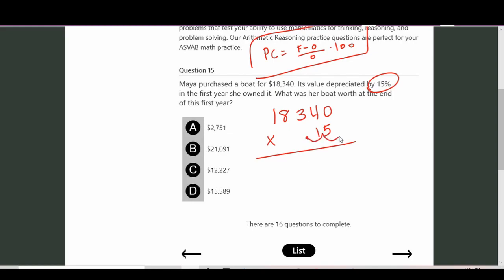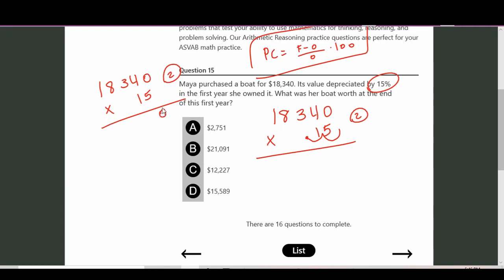I'm going to shift this 2 times, and at the very end of the problem, I'll shift those decimal places back to the left. So in reality, I'm doing this. Let me do it over here. 18,340 times 15, albeit with 2 decimal places to shift back in at the end. So let's work this out.